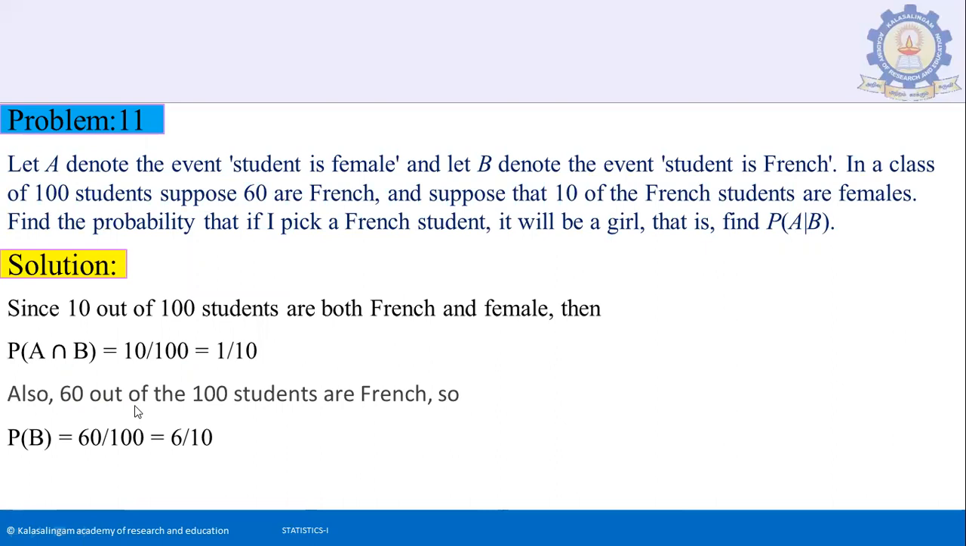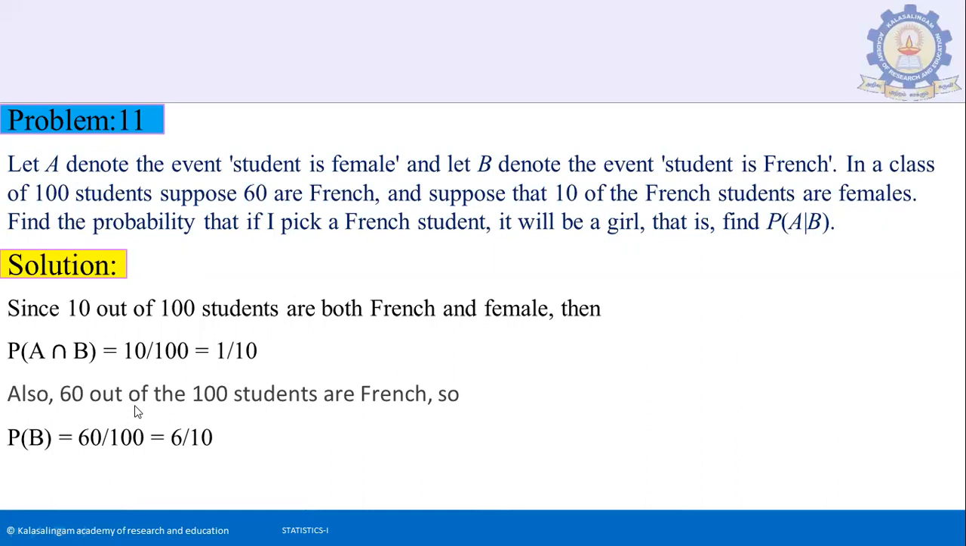Let A denote the event that the student is female and B denote the event that the student is French. In a class of 100 students, suppose 60 are French and suppose that 10 of the French students are female. Find the probability that if I pick a French student, it will be a girl. That is probability of A given B.